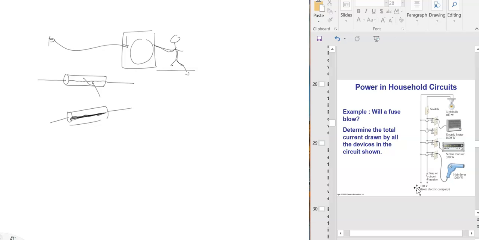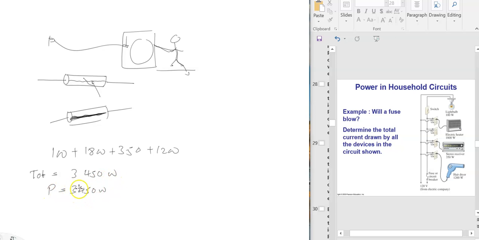What happens is all this wattage is going to add up. So the total wattage is what? In this case, 100 plus 1800 plus 350 plus 1200. So 1800, 2000, 3000, 3450 W, I think, total. So the total power is 3450 watts.